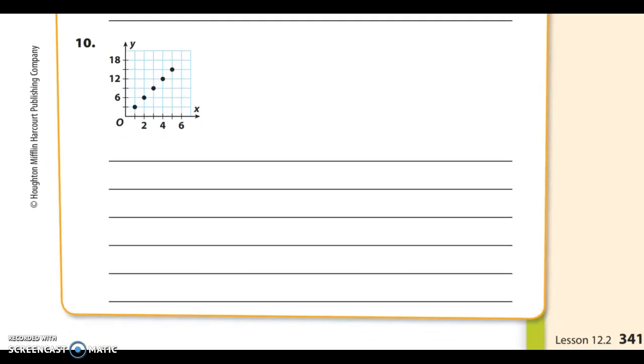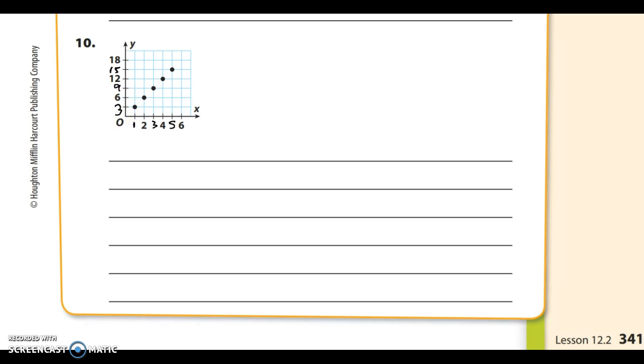This last one here is a graph, and we could turn it into a table if we needed to, but we don't have to. We can just say what's happening here. Well, as we go up by 1, 2, 3, 4, 5, 6, what's happening on the y-axis is going up by 3s. 3, 6, 9, 12, 15. So what kind of scenario could we show that if we go up by 1 on the x-axis, we're going up by 3 on the y-axis?